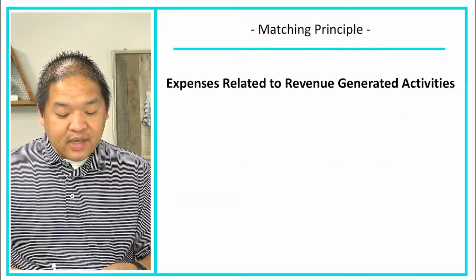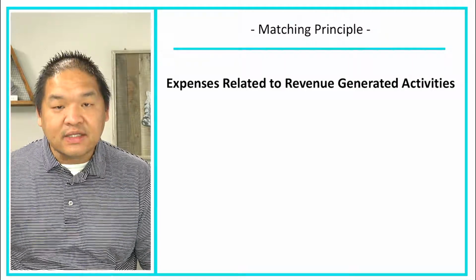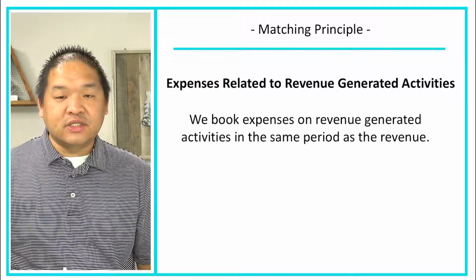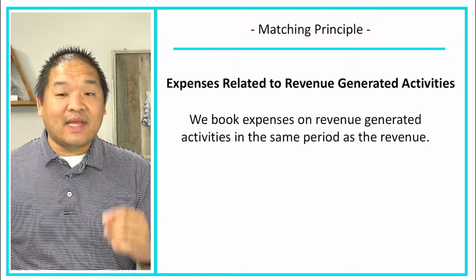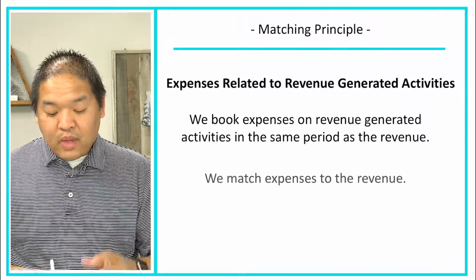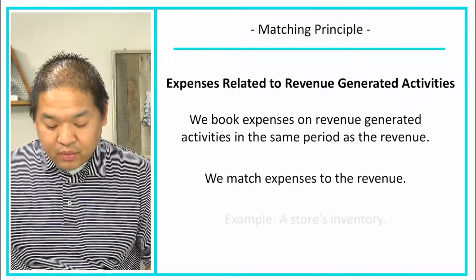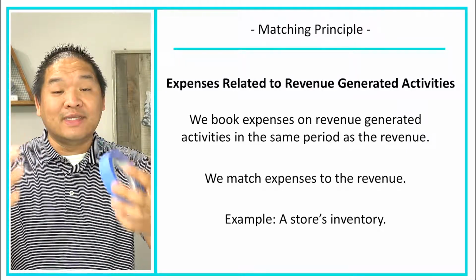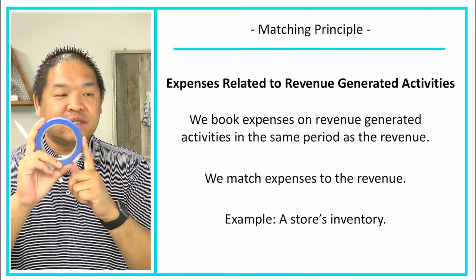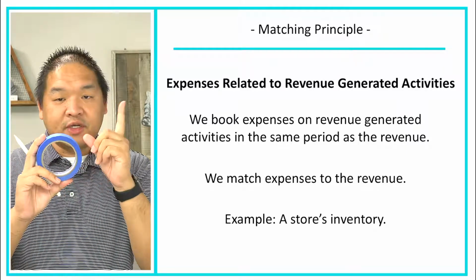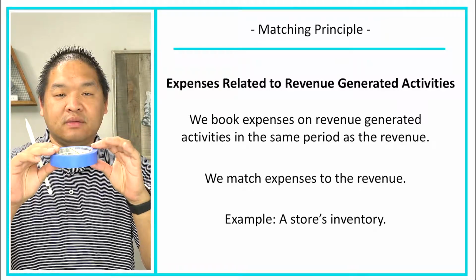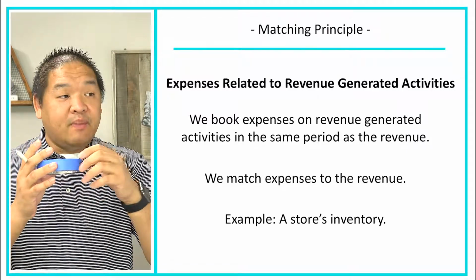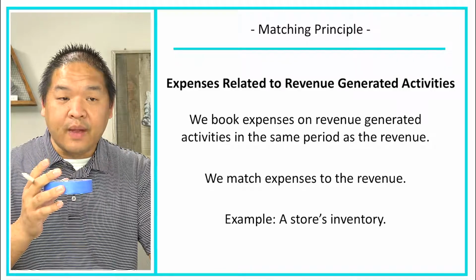Now, when it comes to expenses related to revenue generating activities, that would be, again, the cost of this that I'm going to sell to you for $2. We book expenses on revenue generating activities in the same period as the revenue. We match the expense to the revenue. So an example would be a store's inventory. So what does that mean? Now we'll talk about this in another section in greater detail, but basically this. So I go out to, let's say, Sam's Club and I buy this wholesale for $1, right? And then I put it on my shelf and hopefully you as a customer come and buy it from me for $2, right? So I pay Sam's Club $1 today, right?